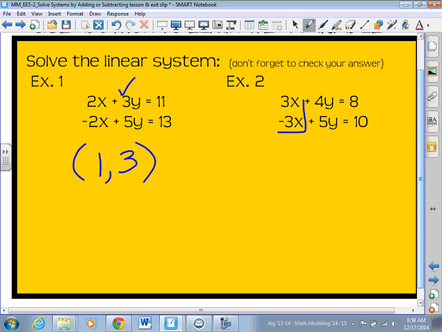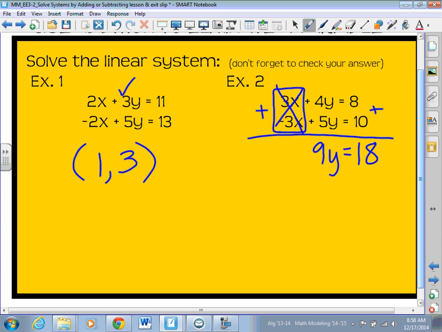Hopefully you see, again, a 3x and a negative 3x. Well, if you add those two together, they go to 0. So we're going to add our two equations. When I add them, these cancel out. So now I am left with my y's. So I have 4y plus 5y, which gives me 9y, and that equals 8 plus 10. Remember, we're still adding, which gives us 18.